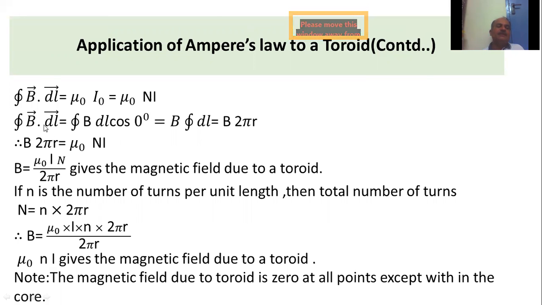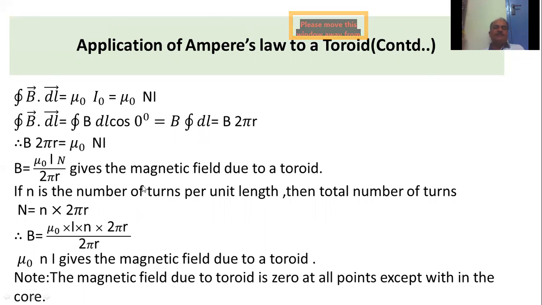And closed integral of B dot dl is written as B dl cos 0, and this is written as B times closed integral of dl. Its value is 2 pi r, so it is B into 2 pi r. Therefore, B into 2 pi r is equal to mu naught times NI. Both are equated, and therefore it becomes B is equal to mu naught NI divided by 2 pi r, which gives the magnetic field due to a toroid.